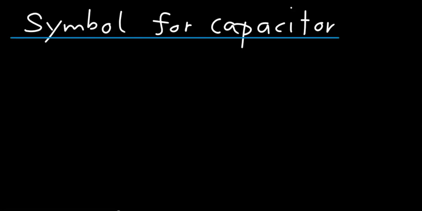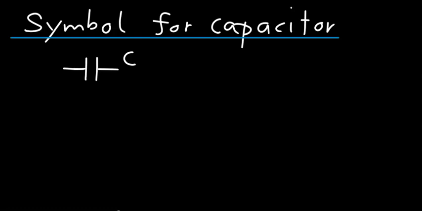Let's begin with a symbol for a capacitor in a circuit. Symbolically, we can represent a capacitor with two parallel lines, like that. So this represents a capacitor in a circuit.